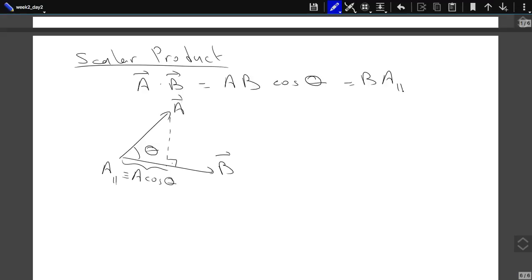And similarly, you can just draw a perpendicular line from B to A. This length will be B cosine theta. And if we denote it by B parallel, this is A times B parallel. So the scalar product, in a sense, gives you the component of a vector parallel to another vector. So that is what these parallel signs mean.